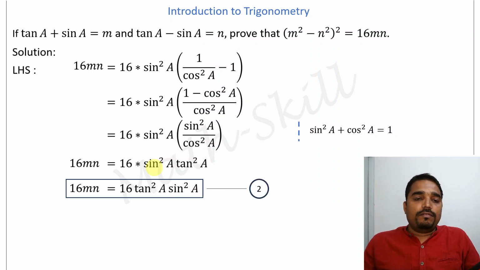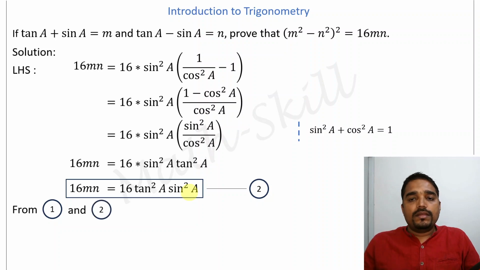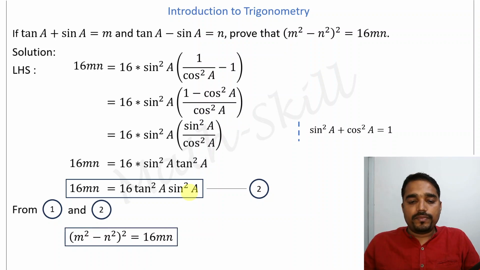Now earlier we had got m square minus n square whole square as 16 times tan square A sine square A. Now for the RHS, 16 mn, we have also got 16 times tan square A sine square A. Therefore, comparing equations 1 and 2, we see that m square minus n square whole square is equal to 16 times mn. Hence proved.